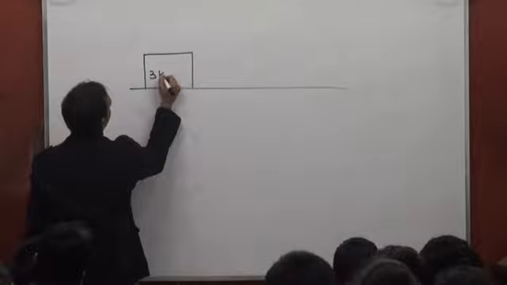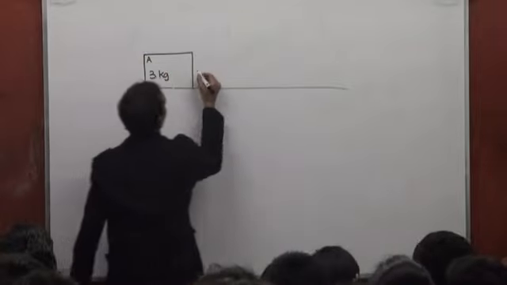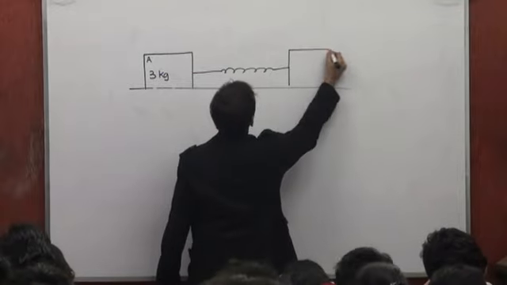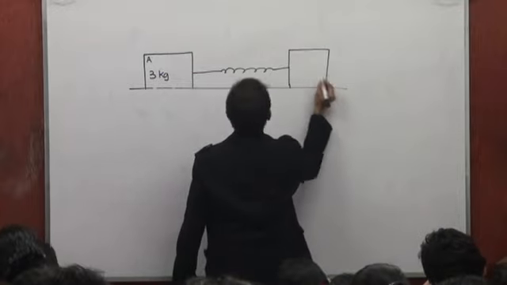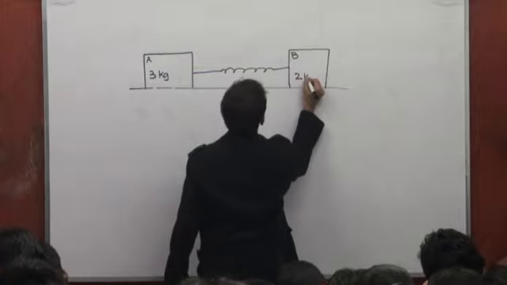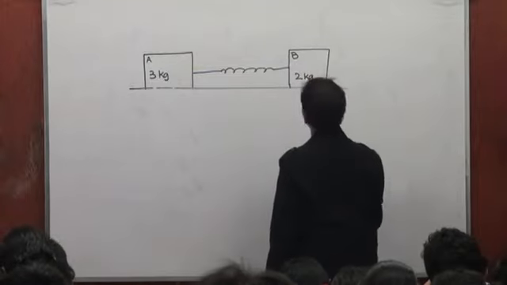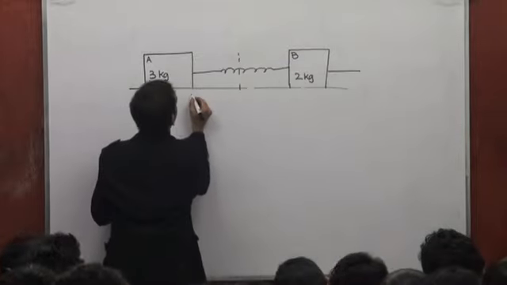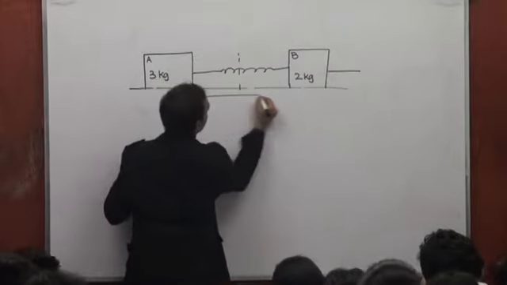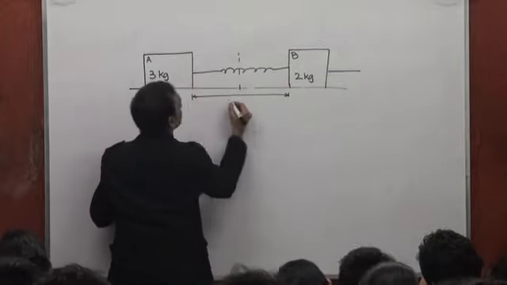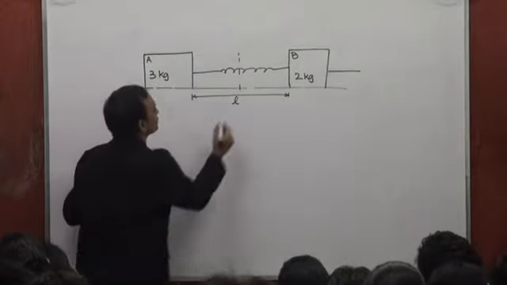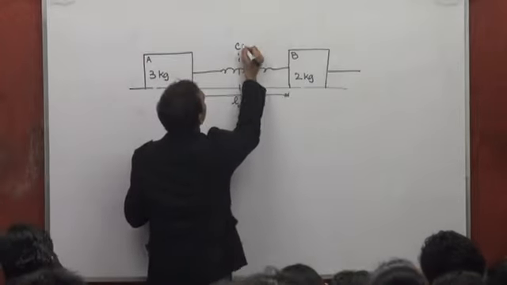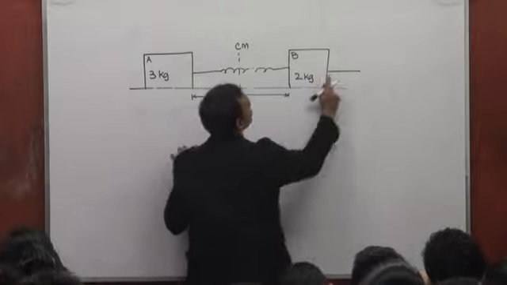Let's say there is a 3 kg block, call it A, connected to a block B, which is a 2 kg block, and this is the natural length of the spring, call it L naught. This is the center of mass initially.